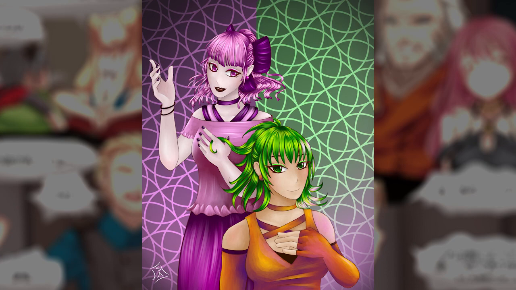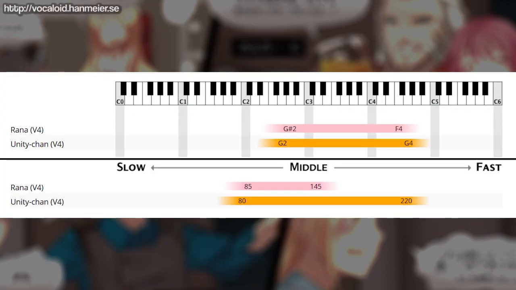It's hard to explain. While the two basically share the same recommended vocal range, Unity-chan has a significantly larger and higher tempo range. So don't pass her up just because she sounds a lot like Rana. She can do her own thing.